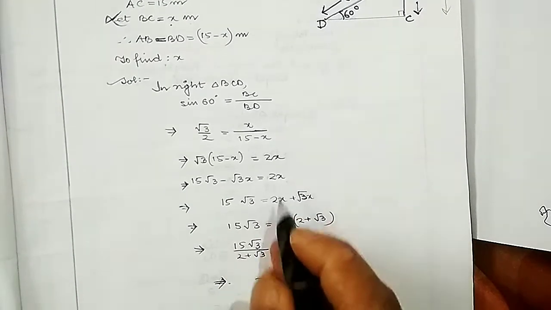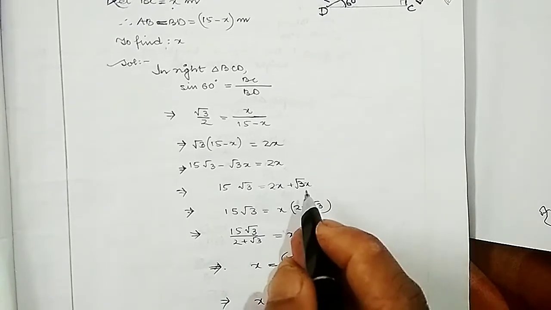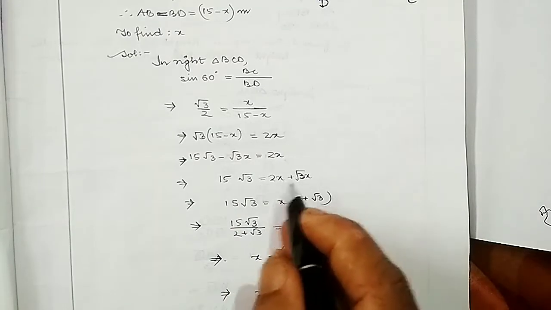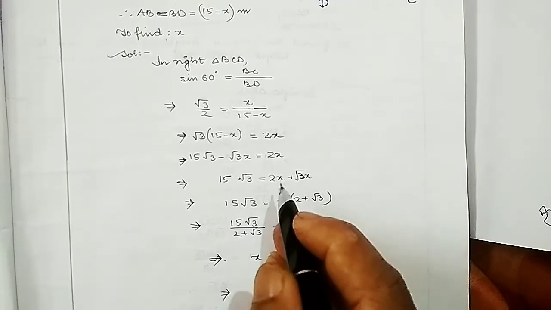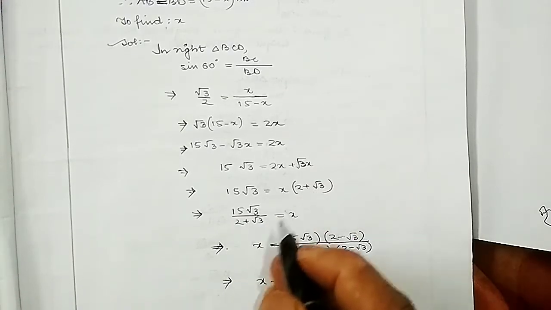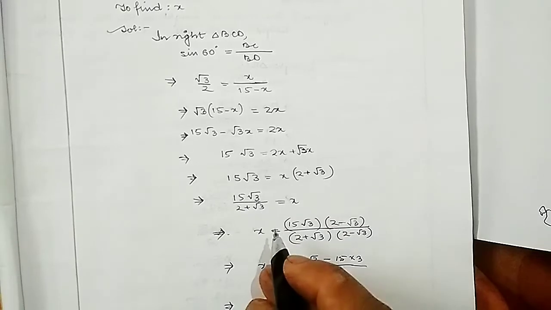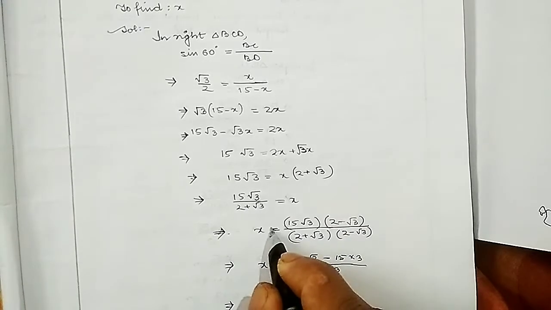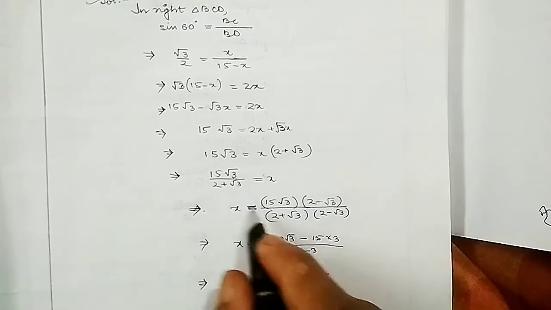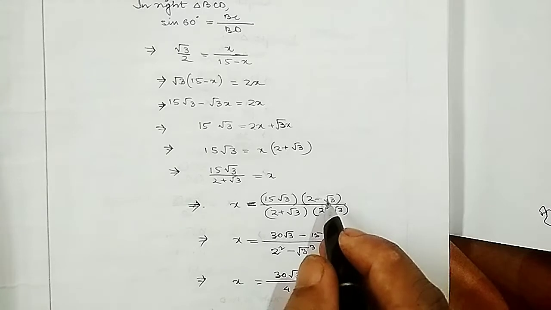15 root 3 equals 2X minus root 3x. If I shift to the other side, it will be plus root 3x. 15 root 3 equals, from these two I can take x common, we are left with 2 plus root 3. So 15 root 3 divided by (2 plus root 3) is x. Now in class 9 you have done rationalization. So here you have to rationalize. Here it is 2 plus root 3, we have to multiply by 2 minus root 3 both denominator and numerator.